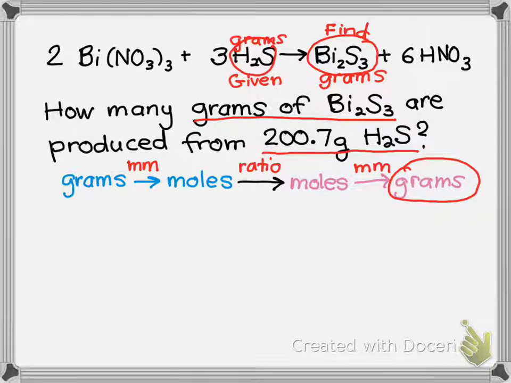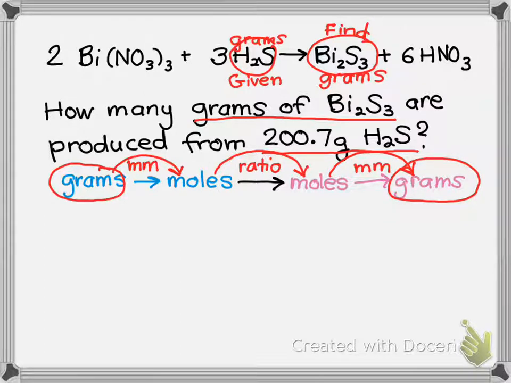So that means what I'm given is in the blue part. I have to start here. So I think to myself, okay, this is going to require 3 steps. I have to use the molar mass to go from grams to moles. Then I'll have moles of H2S, and I'll have to use the ratio, the second step, to get to moles of bismuth sulfide. And then my third step is to go from moles to grams. So I see that going from grams to grams requires 3 steps, and I'm going to need the molar mass of both things.